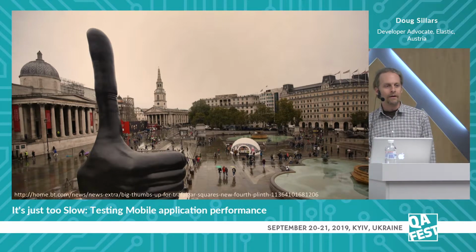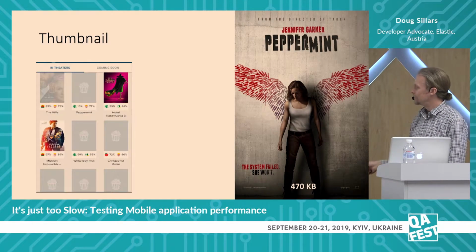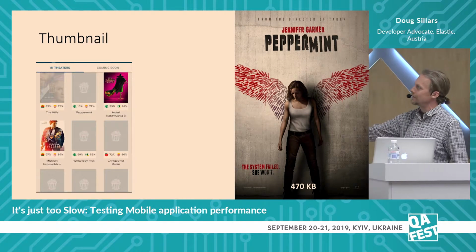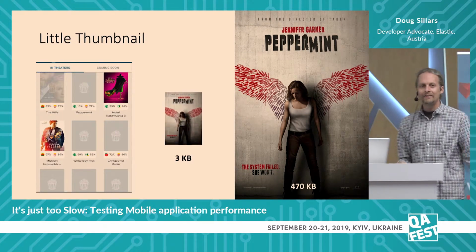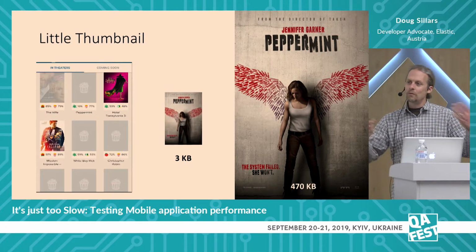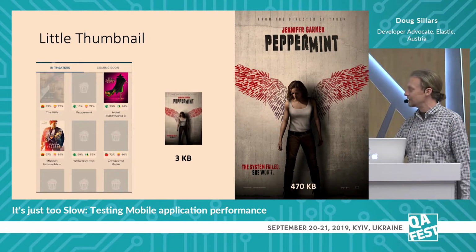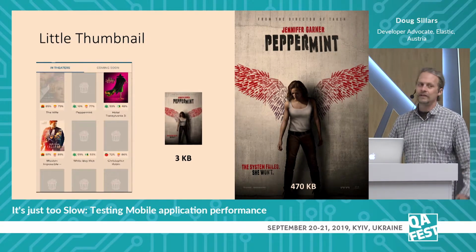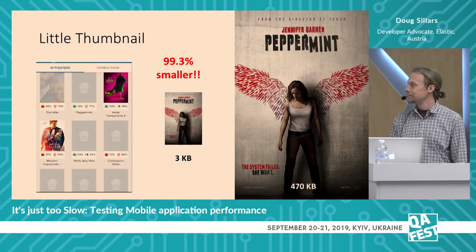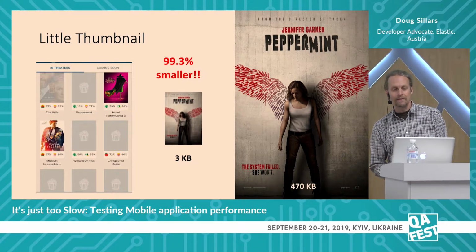That's a big thumbnail. It's 470 kilobytes, right? We don't need an image that's 470 kilobytes to fit right there. If I resize it to the appropriate dimensions, it's 3, right? This is kind of a no-brainer. So if you start seeing really big images being downloaded, we can look to see if we can resize them and make them smaller, make the app faster. 99% smaller, that's a pretty big savings.